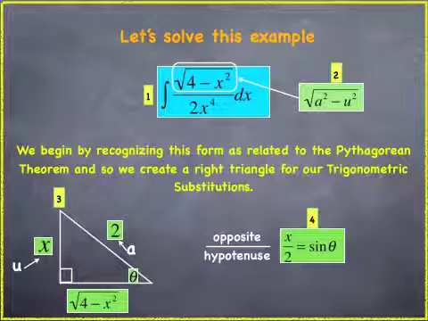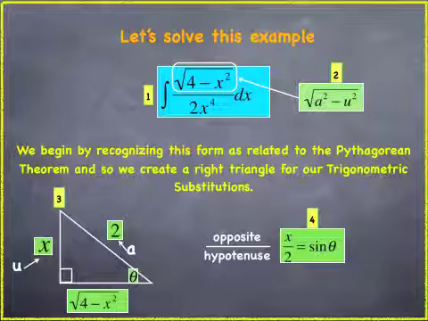So the whole goal here obviously is to solve this integral. And as I said, we have something in the form square root of a squared minus u squared. If you look at that, you may recognize that it is related to the Pythagorean theorem. And so what we're going to do is use that radical and put it into a right triangle, as you see in 3.